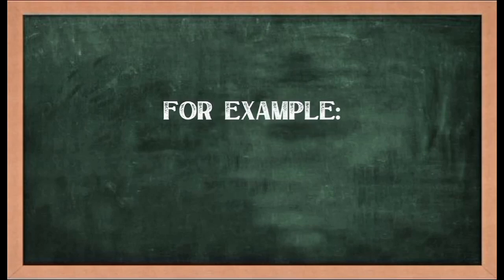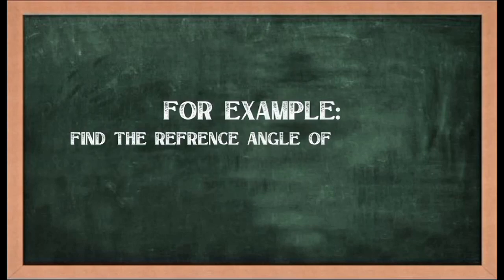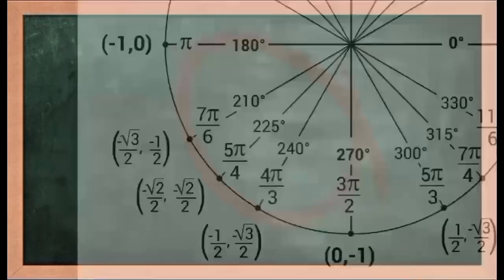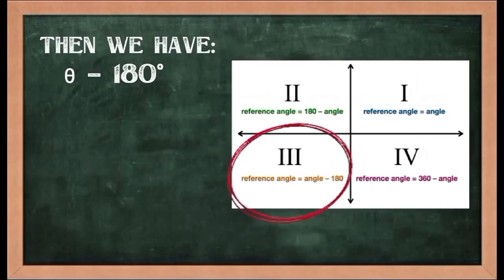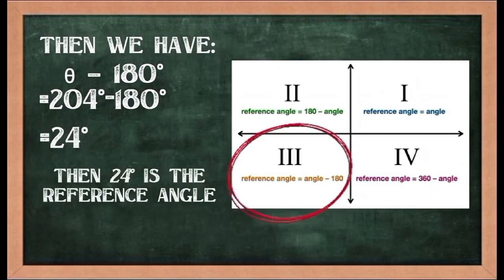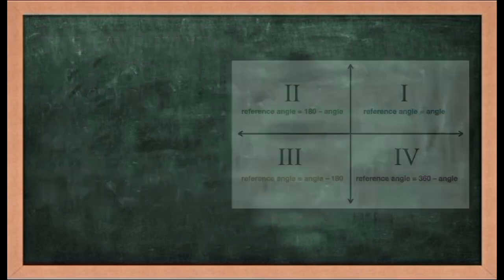For example, we need to find the reference angle of the given angle in standard position, 204 degrees. Since the given angle is in the third quadrant, then we have theta minus 180 degrees, which is equal to 204 degrees minus 180 degrees, which is equal to 24 degrees. Then 24 degrees is the reference angle.